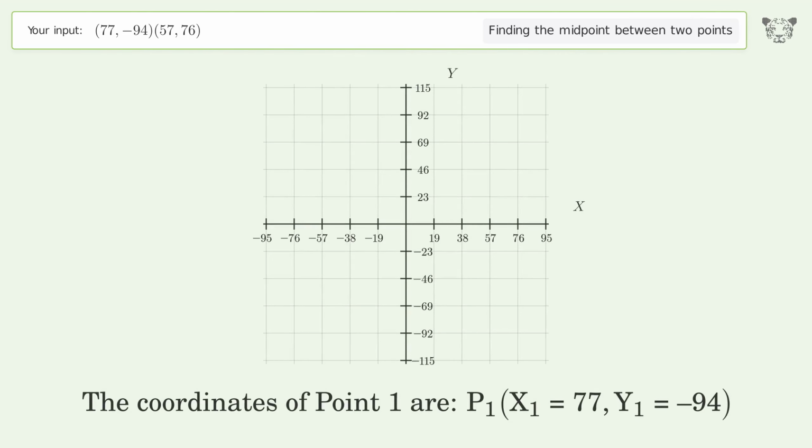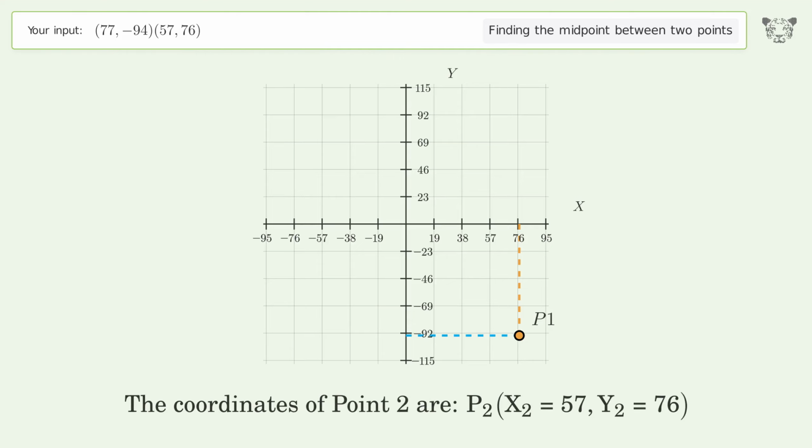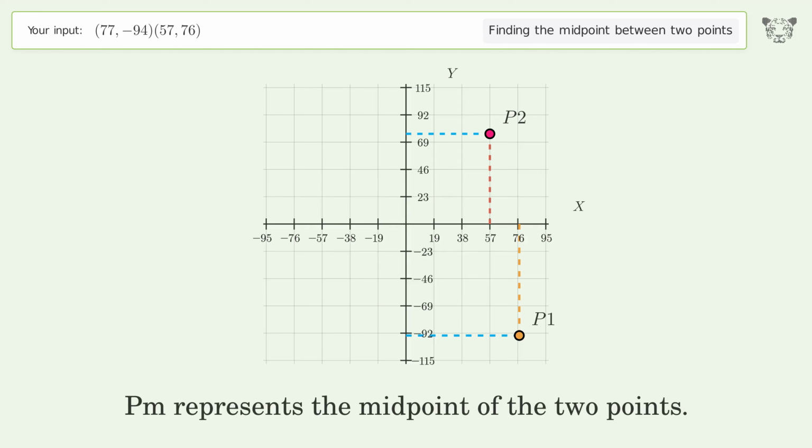The coordinates of point 1 are x1 equals 77, y1 equals -94. The coordinates of point 2 are x2 equals 57, y2 equals 76. PM represents the midpoint of the 2 points.